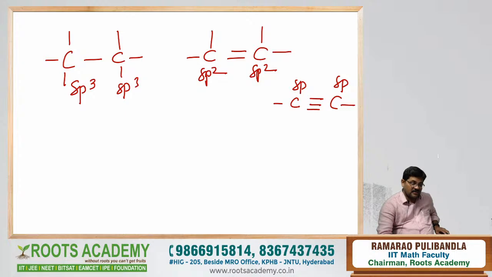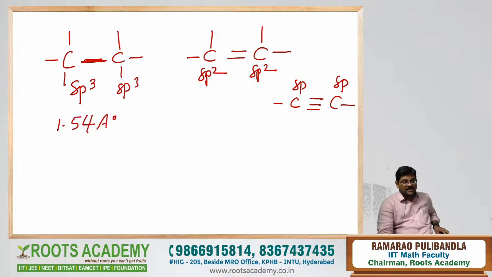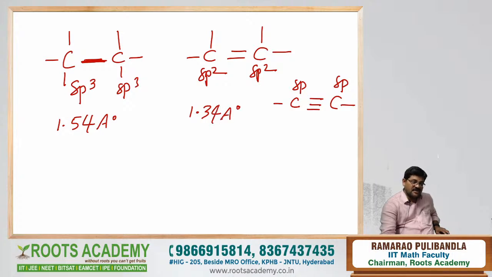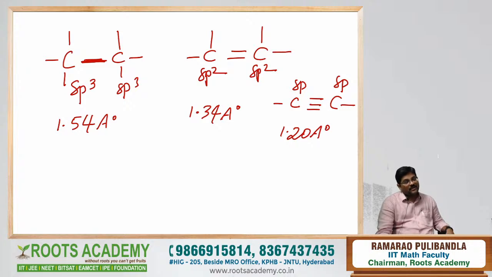Now go to the bond length. This is a C-C single bond, and the bond length is 1.54 angstroms. In the case of the C=C double bond, the bond length is 1.34 angstroms. For the C≡C triple bond, the bond length is 1.20 angstroms. One of the excellent bits. Regarding bond lengths, the C-C single bond length is 1.54 angstroms.